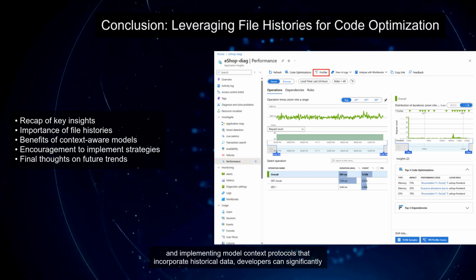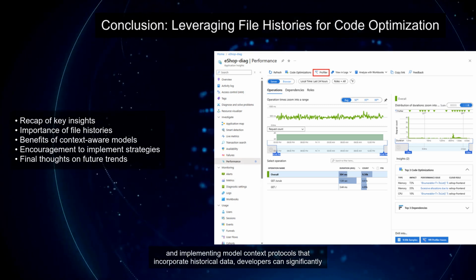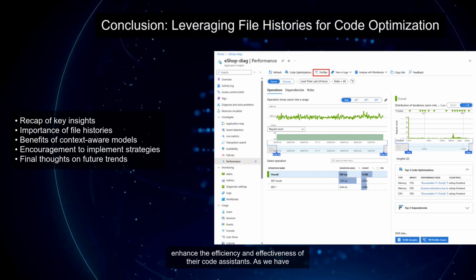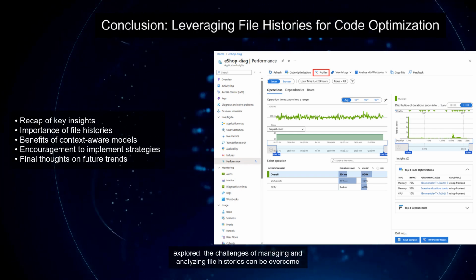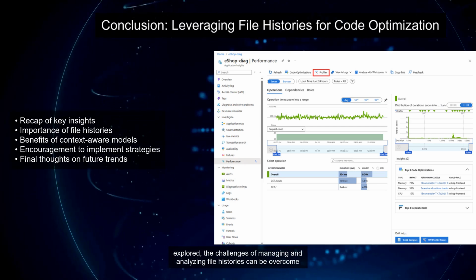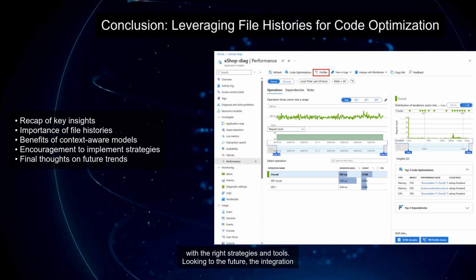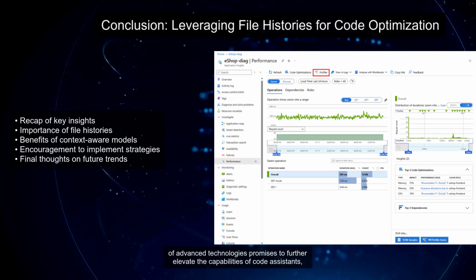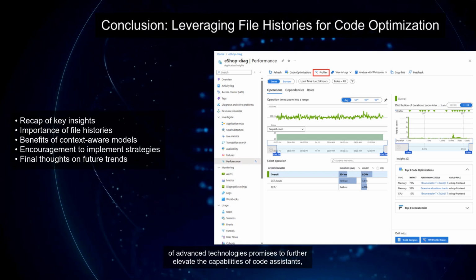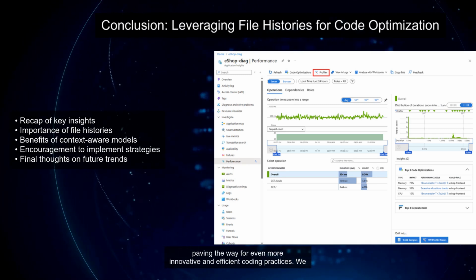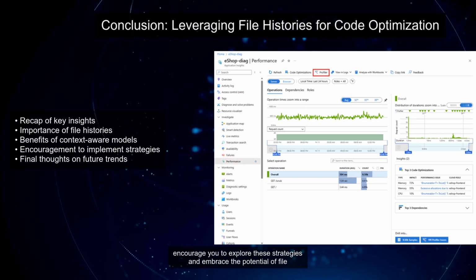to reducing development errors. By understanding and implementing model context protocols that incorporate historical data, developers can significantly enhance the efficiency and effectiveness of their code assistance. As we have explored, the challenges of managing and analyzing file histories can be overcome with the right strategies and tools. Looking to the future, the integration of advanced technologies promises to further elevate the capabilities of code assistance, paving the way for even more innovative and efficient coding practices.